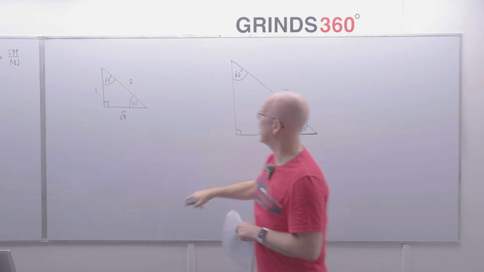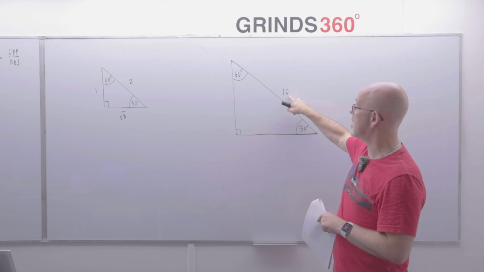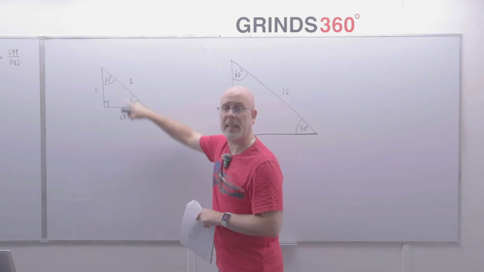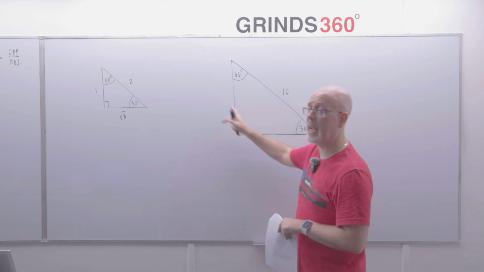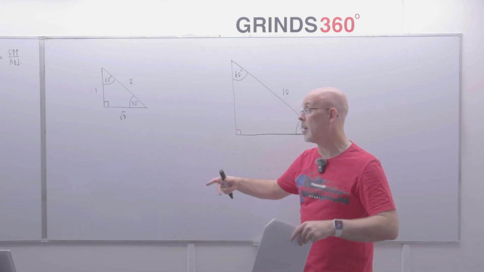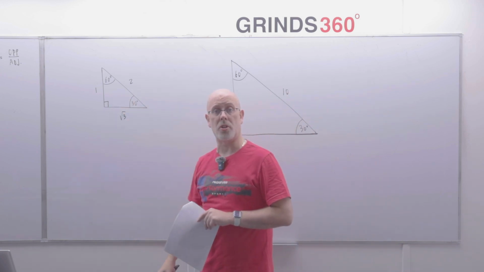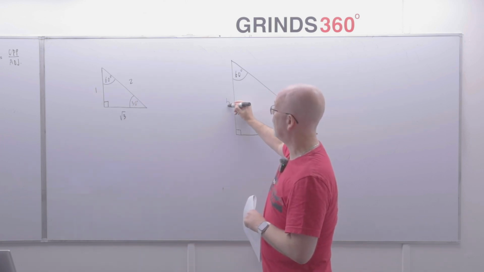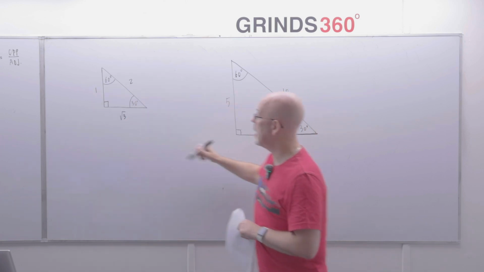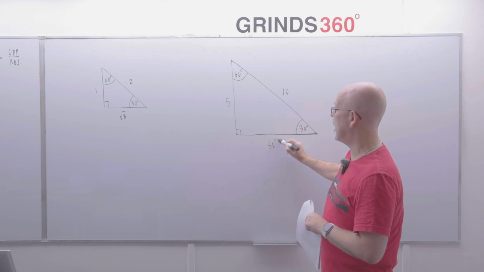So this side here is 5 times bigger than that side there. That means the other two sides in this triangle will be 5 times larger than their counterparts in the smaller triangle. So if that's 1, this will be 5 times 1, which will be 5. And if that's root 3, this will be 5 times root 3 here.